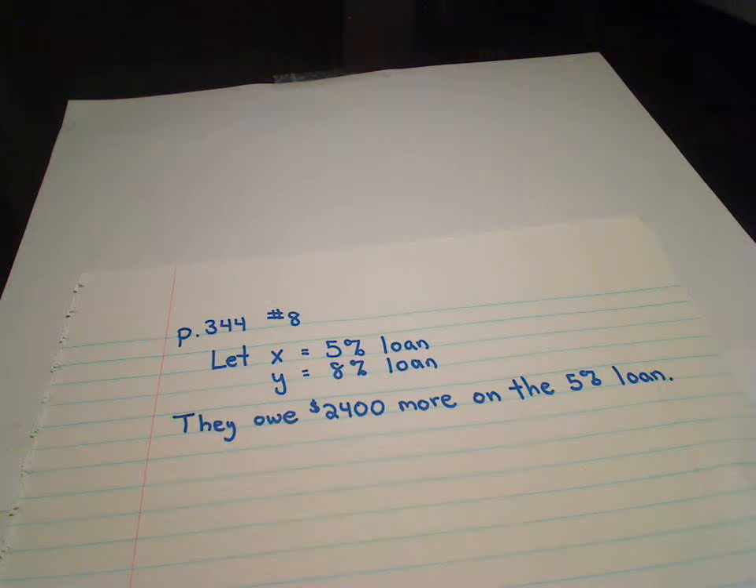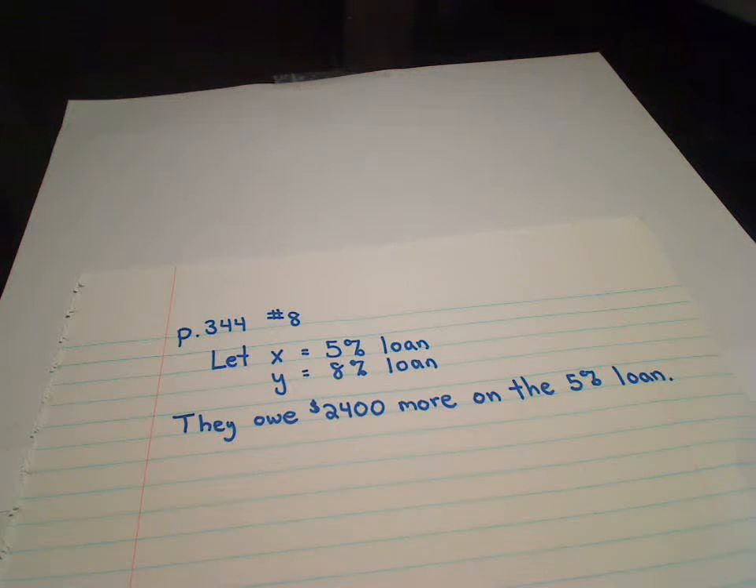One loan charges 5% interest per year. The other loan charges 8% per year. They owe $2,400 more on the 5% loan than they do on the other. Last year they paid a total of $710.20 in interest. How much do they owe on each loan?